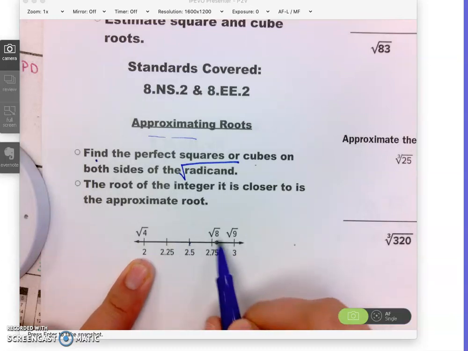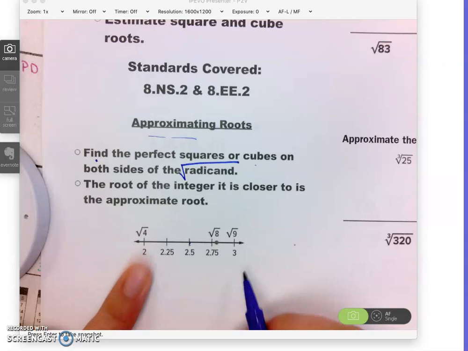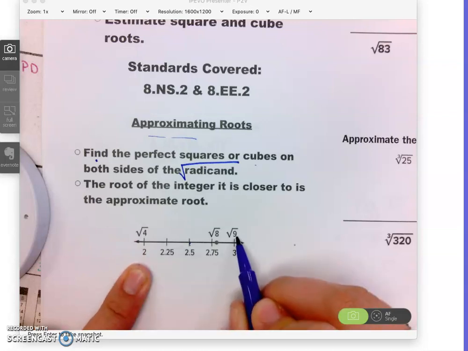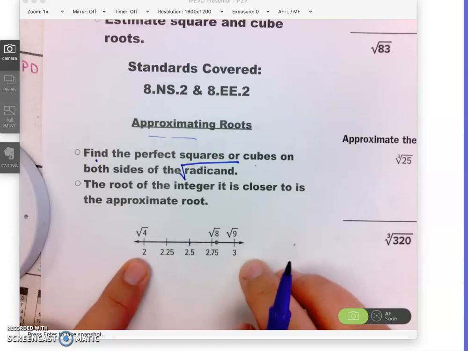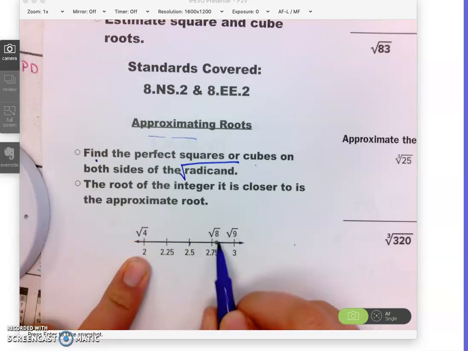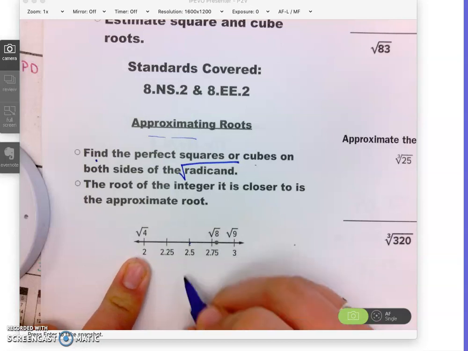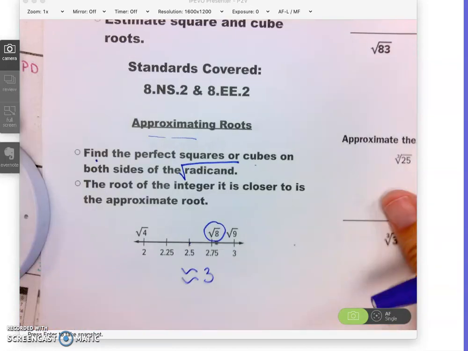So if I have, say, the square root of 8, well, we have square root of 4 is 2, square root of 9 is 3. So square root of 8 has got to be in between there somewhere. Well, square root of 8 is a lot closer to 9. 8 is closer to 9 than it is to 4. So the square root of 8 is going to be closer to 3. So we're going to do approximately 3 if we were to answer what is the square root of 8. So we're going to do a few.